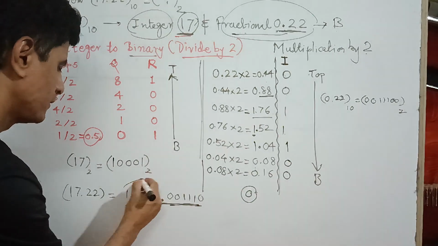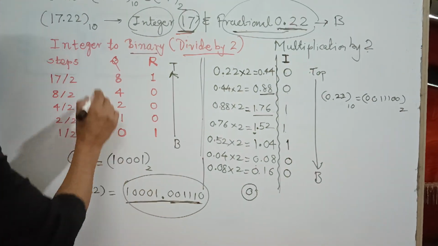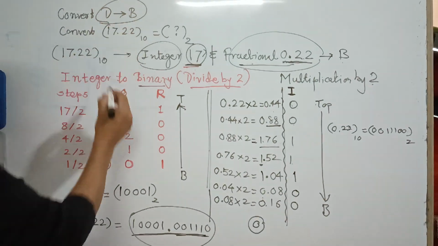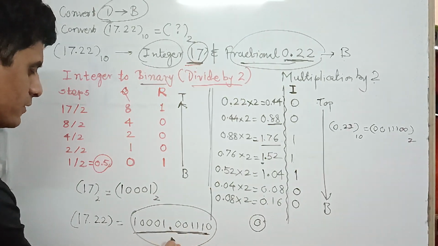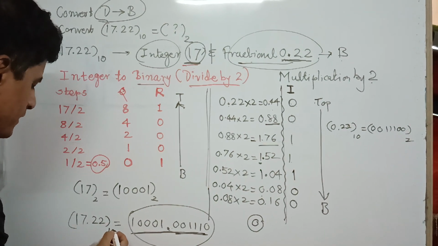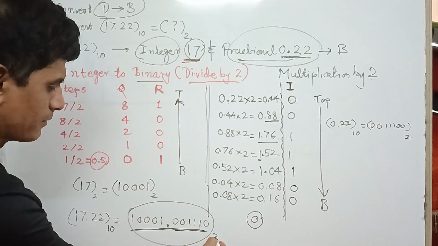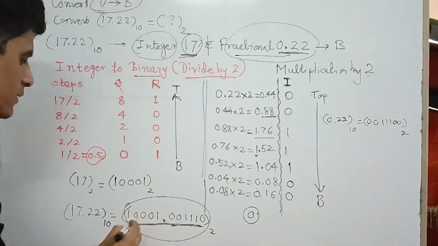Okay, and this is about the conversion of decimal to binary. Write a minimum of 6 numbers after the decimal point. And thus, here the base is 10 and here the base is 2, that is the conversion.